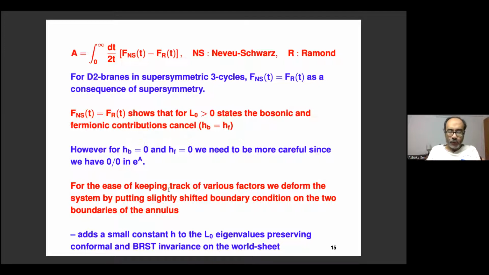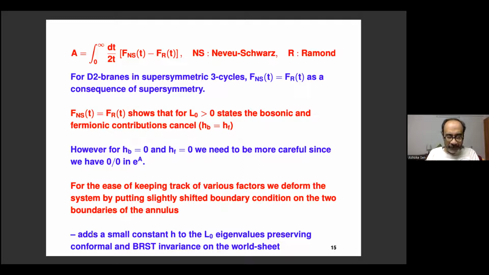So what we are going to do to deal with this 0 by 0 problem, and as Igor just pointed out, it's a question of whether you do the integral first or the sum over states first, is we'll first modify this problem a little bit, by putting slightly shifted boundary conditions on the two boundaries of the annulus. In other words, let's imagine that on the two boundaries of the annulus, instead of fixing them at the same space-time position, we just displace them a little bit. Eventually, we'll set that displacement to 0.